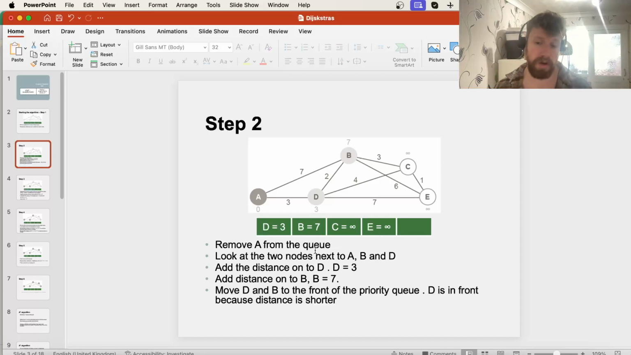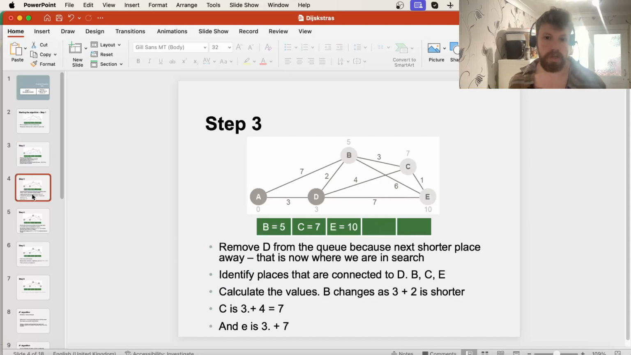We move B and D to the front of the priority queue. D is in the front because the distance is shorter. We've already talked about that. So that's step number 2. You just go to the nodes which are next to your start node, and then you go to the shorter one first. So we remove D from the queue because it's the next shortest space away. That's where we are in the search, and then we identify places that are connected to D. Those are actually all of the other ones, which is B, C, and E. We change the values in those.